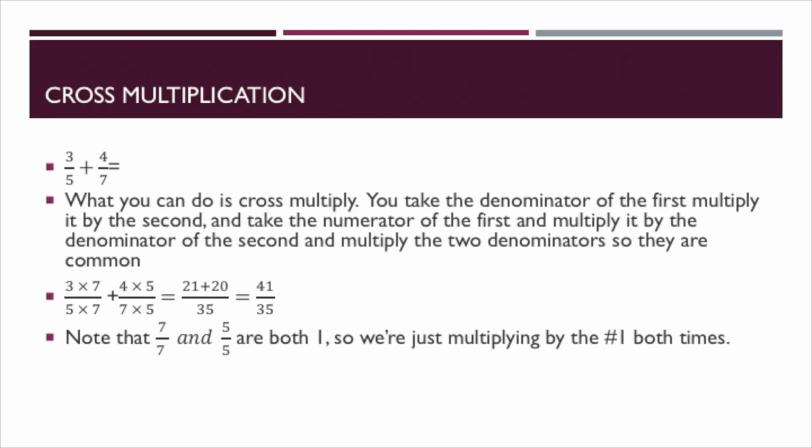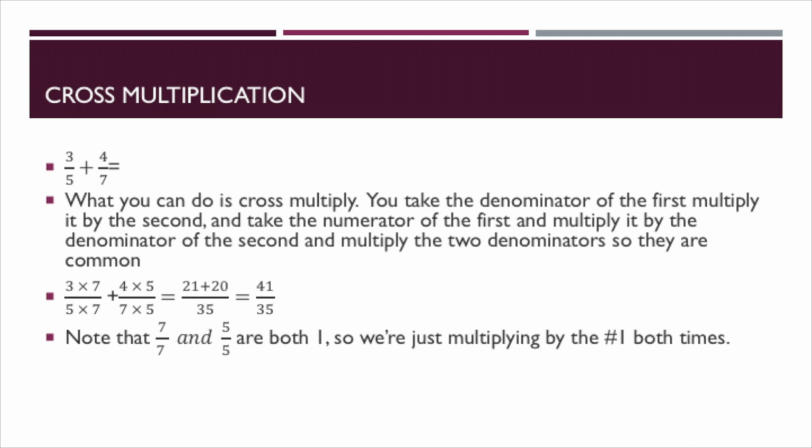So in order to come up with a common denominator, you have to do what's called cross multiplication. So you see this example of 3 over 5 plus 4 over 7. Now, what you're going to do is take the numerator of the first number, 3, times the denominator of the second, that would be 7, and then take the numerator of the second and multiply it times the denominator of the first.